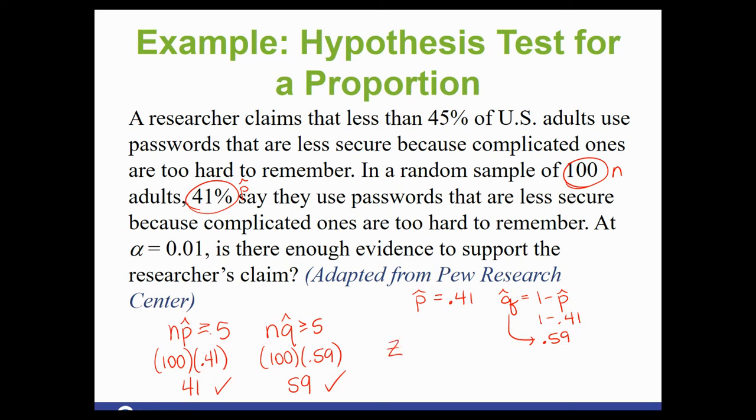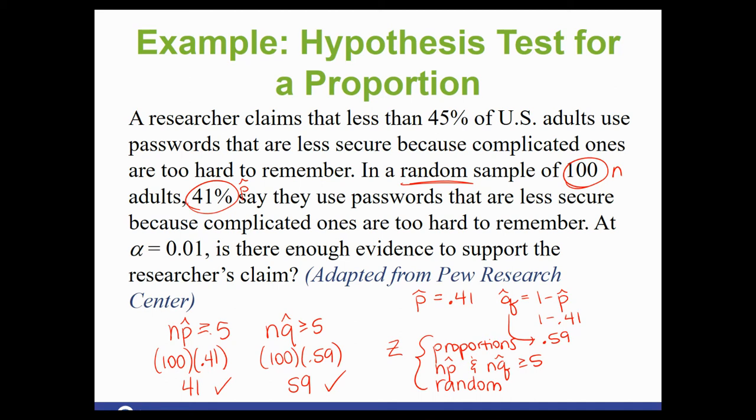So in this case, we are using a z because of the fact that we have proportions. We have met our conditions of n times our p hat and n times q hat, they're both greater than or equal to 5. And we also have a random sample. Those are the different conditions that we needed in order to use a z distribution here.